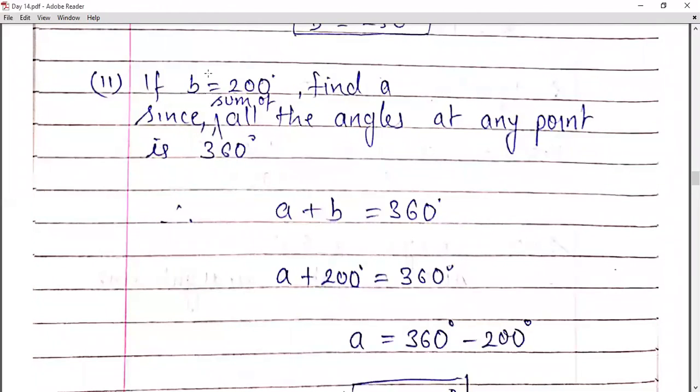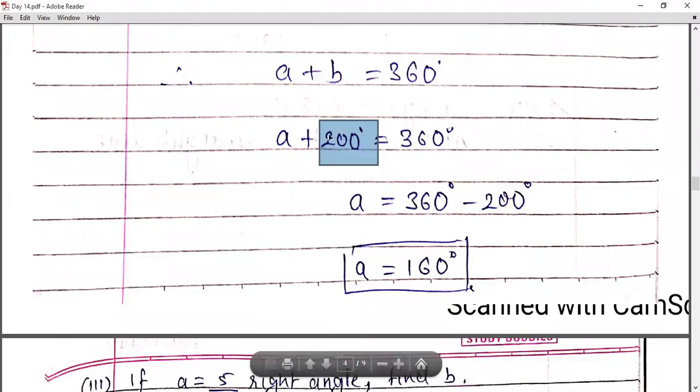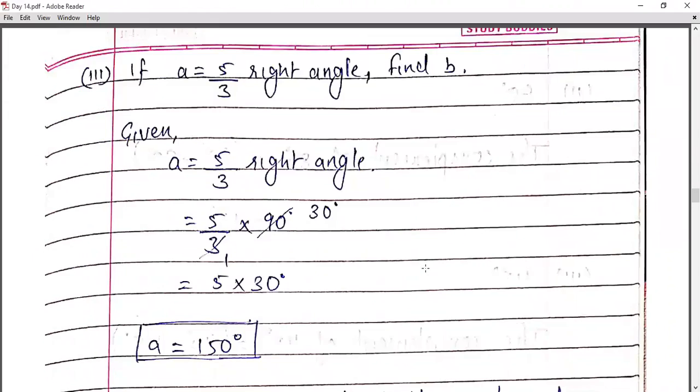Coming up to the second part, if B is equal to 200 degrees, find A. Again, since the sum of all the angles at any point is 360, you'll get A plus B is equal to 360 degrees. Substituting the value of B as 200 degrees, transferring 200 to the other side will change its sign. Here it is plus, here it will become minus. A will be equal to 360 degrees minus 200 degrees, that is equal to 160 degrees.